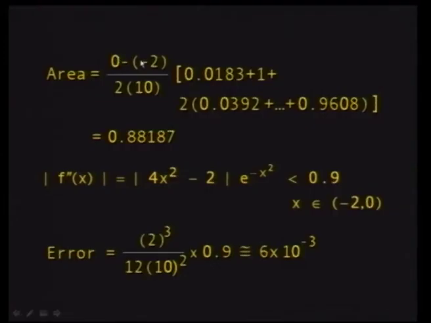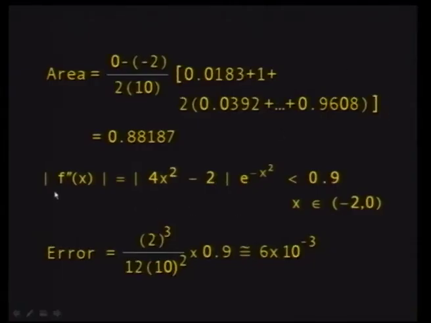Here it is. This is b minus a, this is 0 minus -2, divided by 10. This is h, the base of each subdivision. Divided by 2, this is h by 2, times the first height plus the last height plus twice the ones in between, and this is the approximate area that you should have.